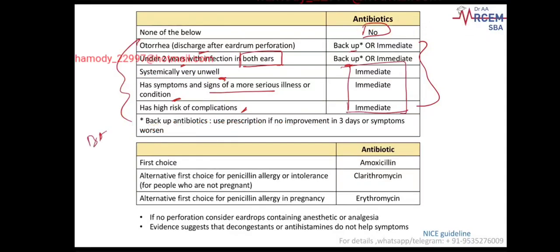When I say backup, what do I mean by backup antibiotics? Here, if they do not improve within 3 days, or if they deteriorate or worsen, if the symptoms are worsened in the last 3 days on any day, for example, within 1 day the symptoms got worsened, then immediately take the antibiotics. That is the backup antibiotics we are talking about.